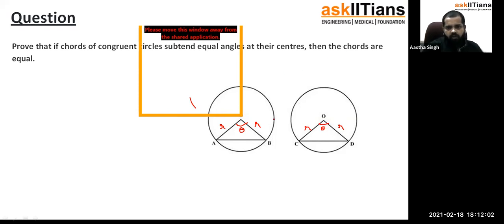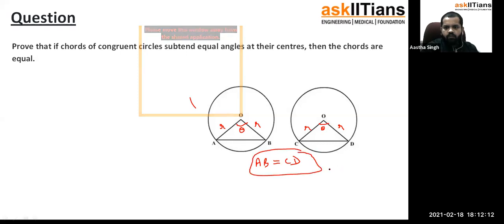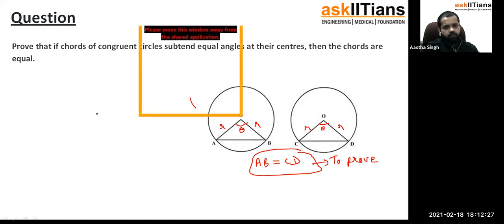Then the chords are equal. We need to prove that AB and CD should be equal, right? This is what we need to prove. Okay, guys, I think the point is clear to you that AB and CD should be equal. How will you prove? The question is, how will you prove?